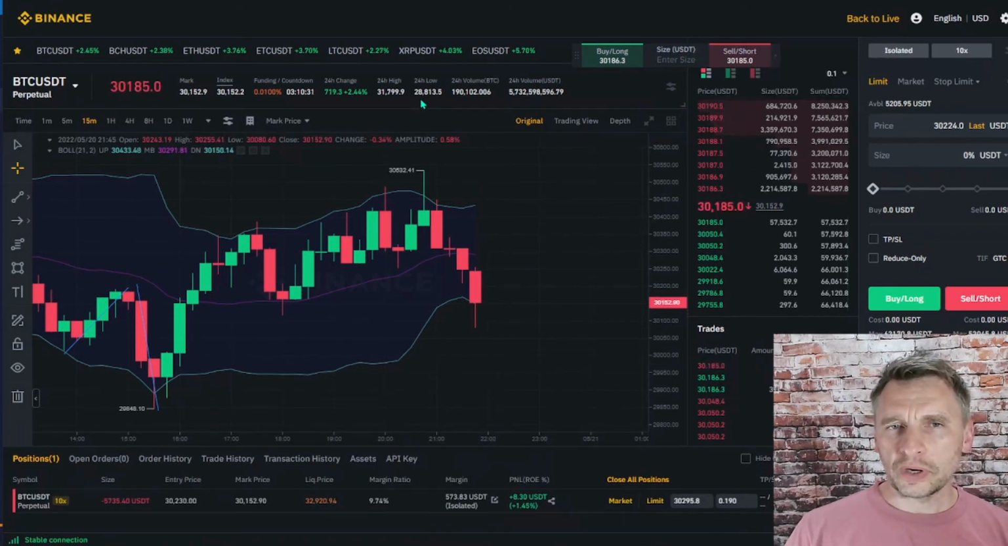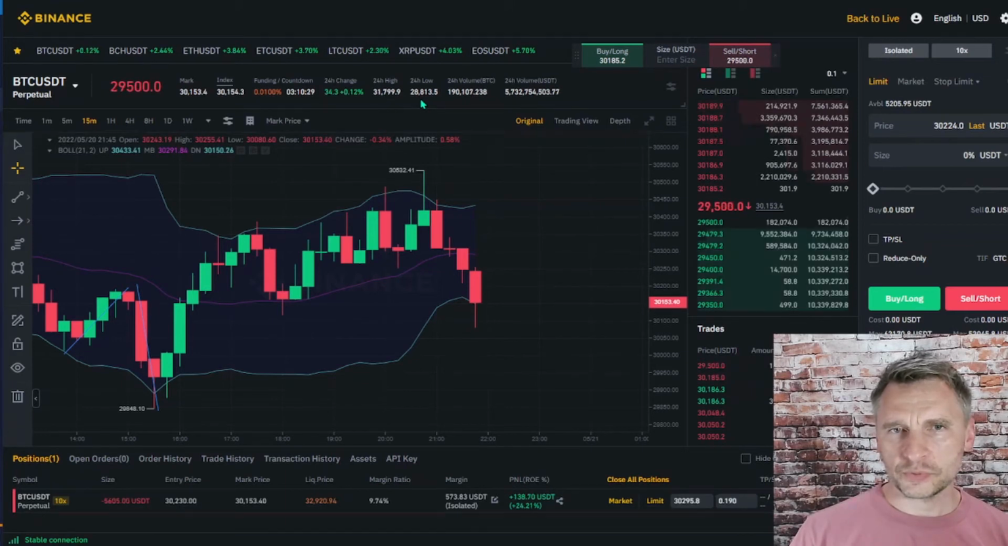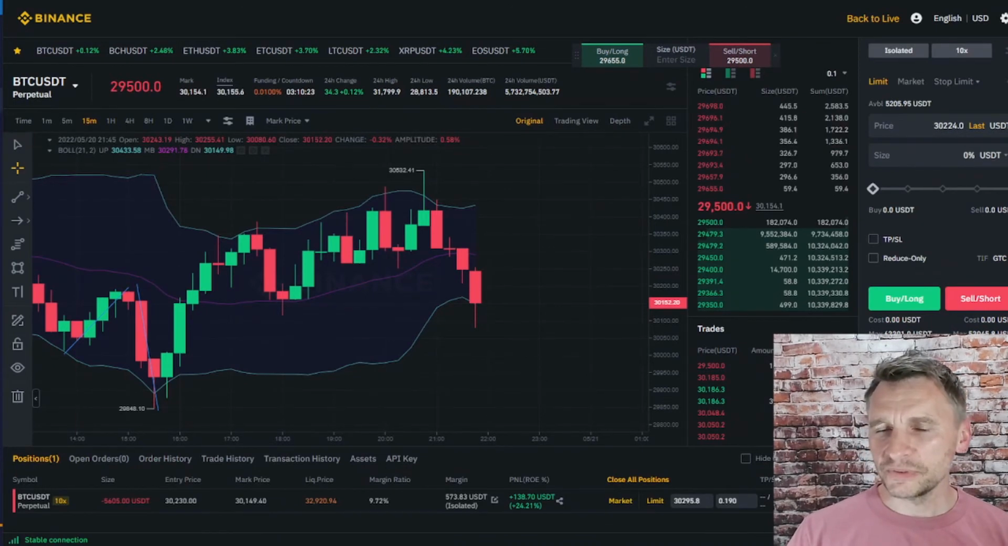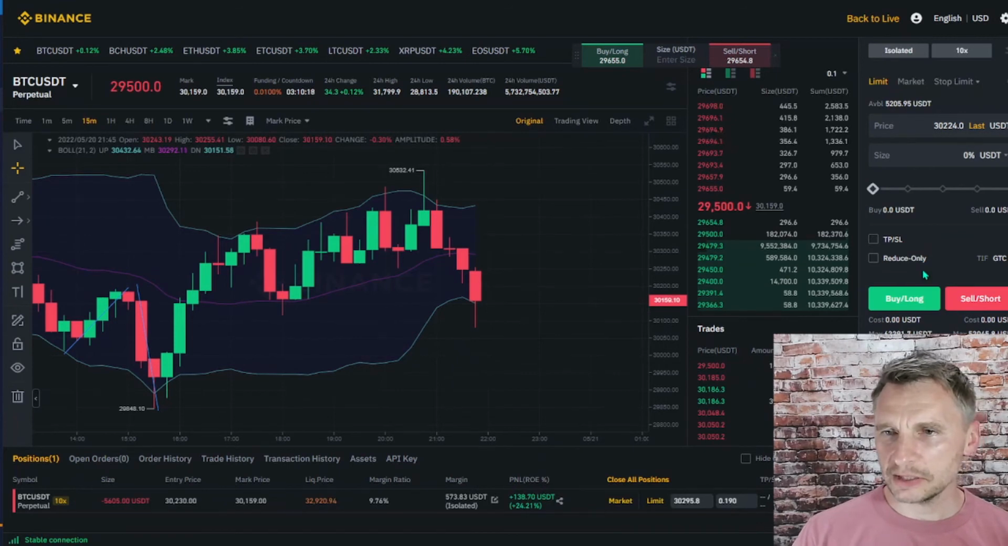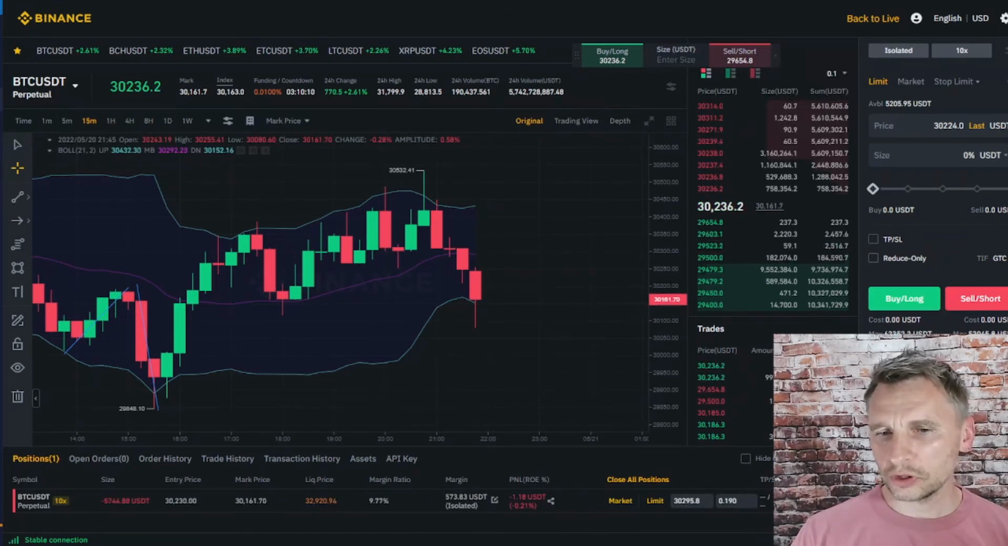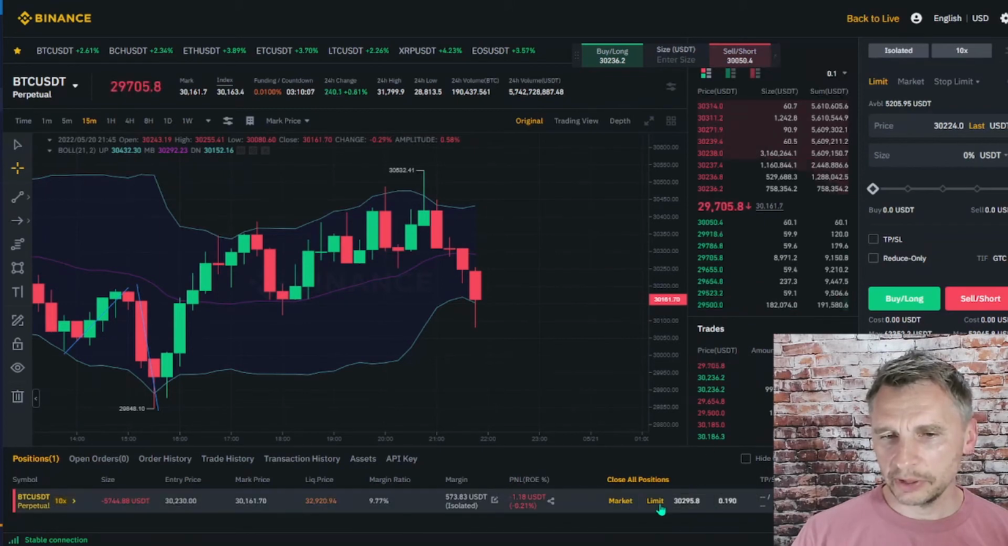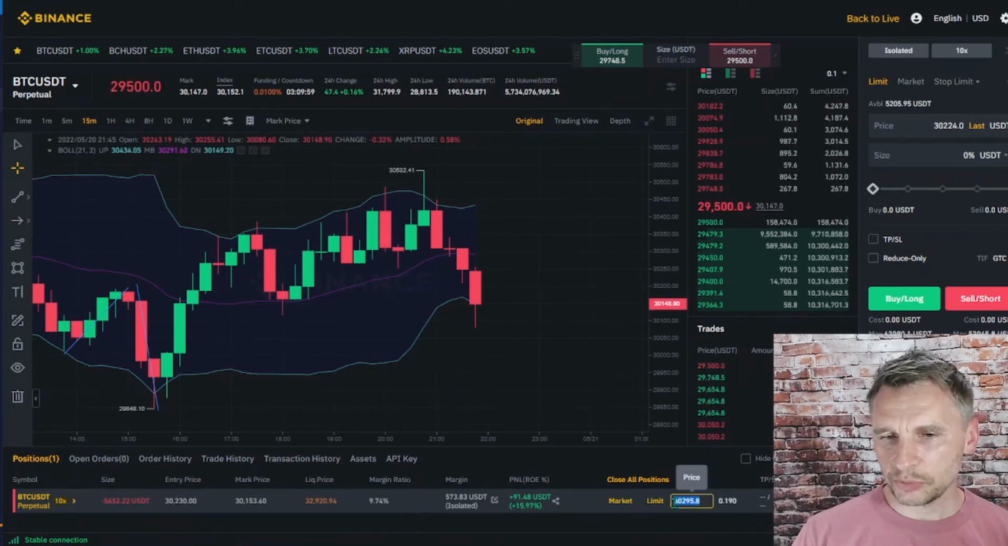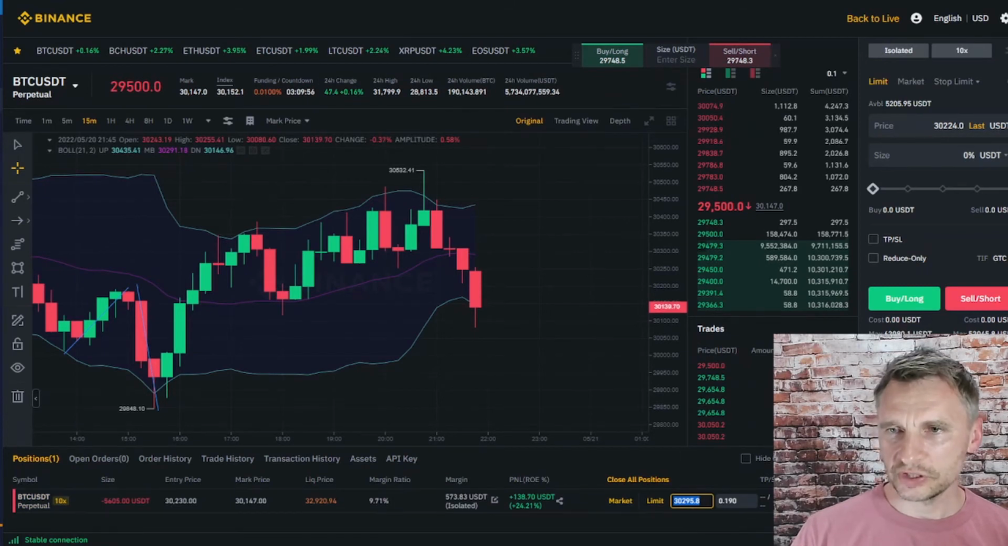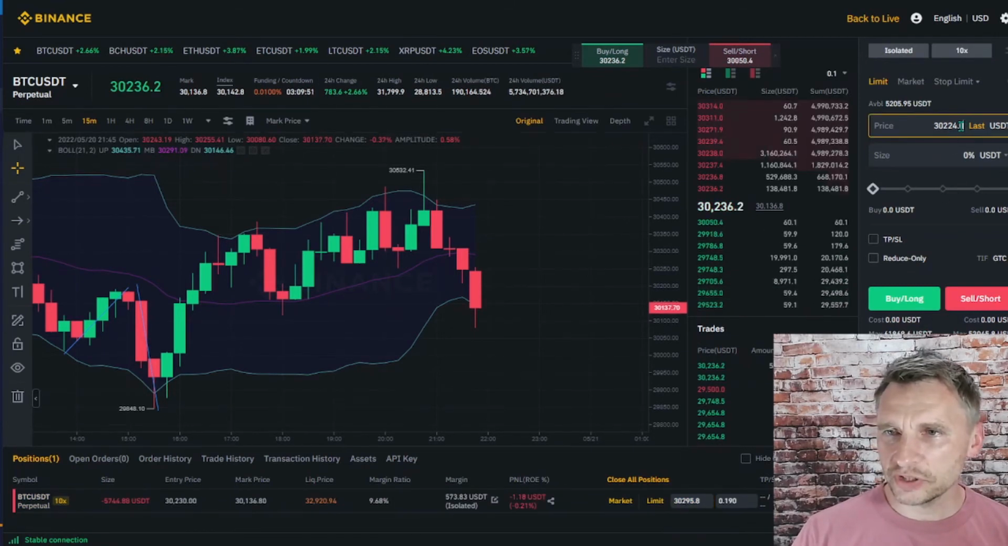Because like I said, the 24-hour low price range was at 28,000. So if you wanted to close the order, you could choose to close the order manually. Because you are trading on leverage, you could do it right now by simply choosing close all positions, or the market close or limit close, at which point you would have to set the price at which you would like to close your position.